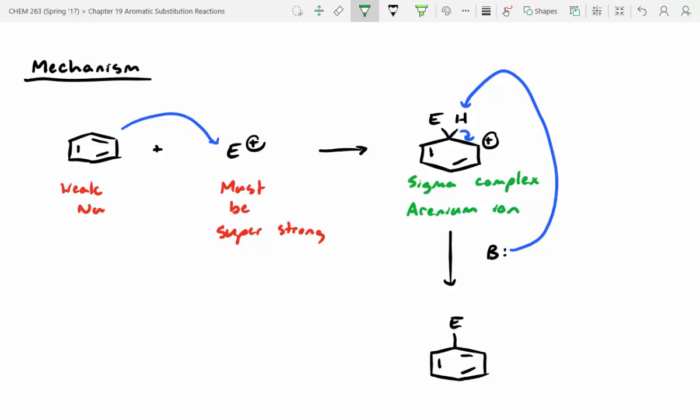Does that make sense? This overall reaction scheme shows up again and again and again and again. The number one mistake I see people make is they put the positive charge on the wrong carbon atom. Make sure that positive charge is adjacent to where your electrophile was added on. It needs to be the carbon next door.